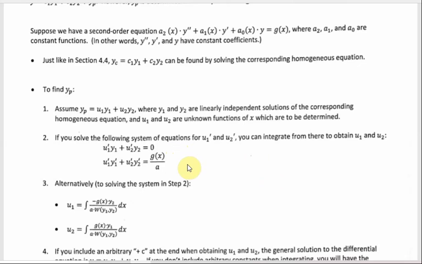I figured that wasn't worth replicating in a video because most people just jump to, okay, how do you actually get u1 and u2? Which is also the way that I look at it. So down here, this is how you get them.